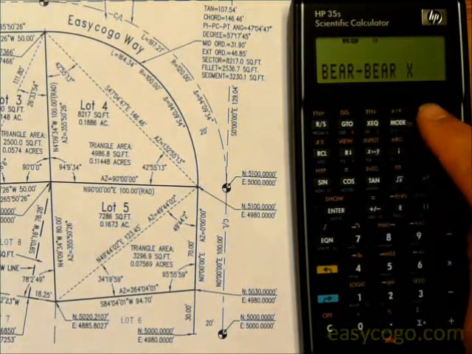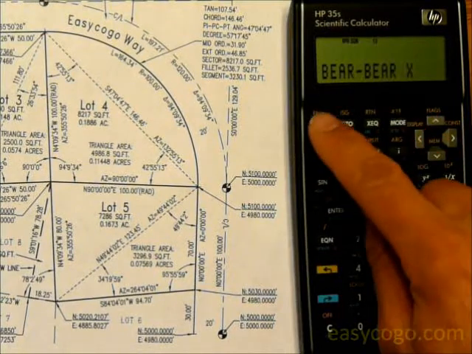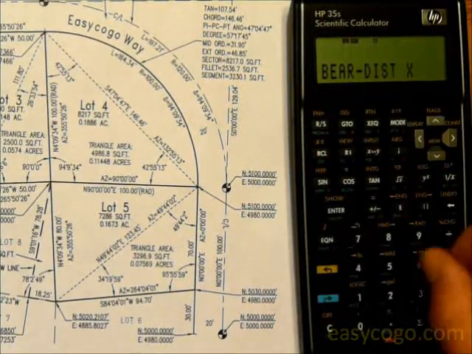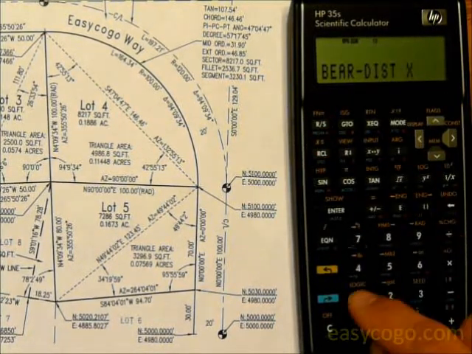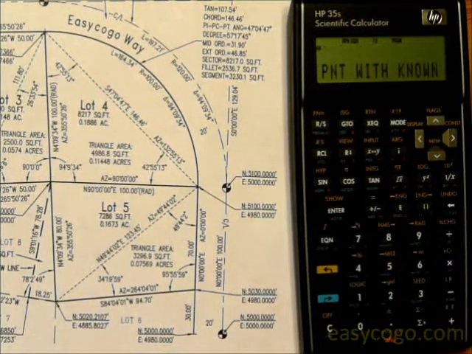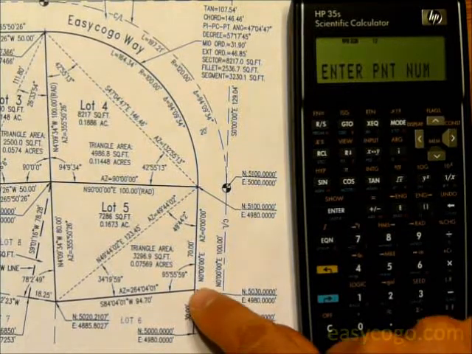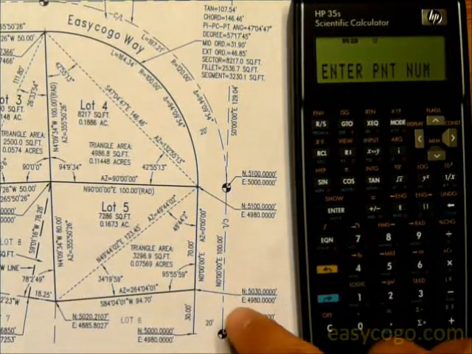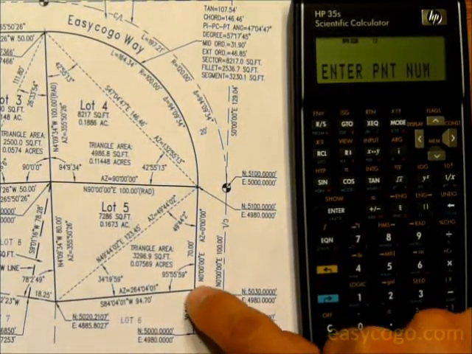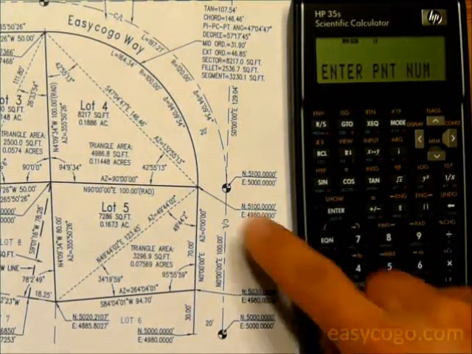The different options for intersections are then displayed. We can skip that one. There's bearing distance. We can select that one by pressing 1 RS. Point with known bearing first. Let's say we want to solve for this point here from this and that point.